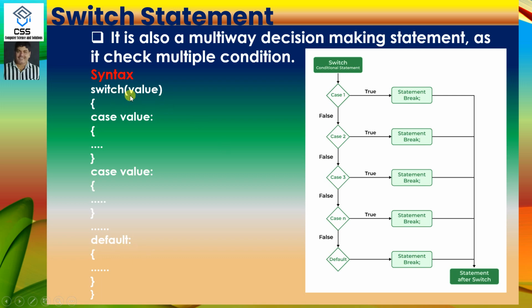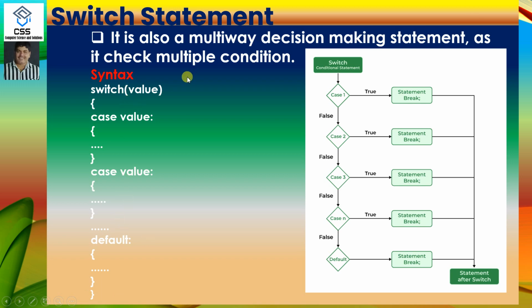Again I am repeating, in the switch a value is passed, and that value is checked against a number of cases. Whichever case is satisfied, that block will execute. If none of the cases is satisfied, like the last part being else, in the switch the last part is default. It means if no case is satisfied, the last part will execute, that is default. Hence it is known as a multi-way decision making statement.